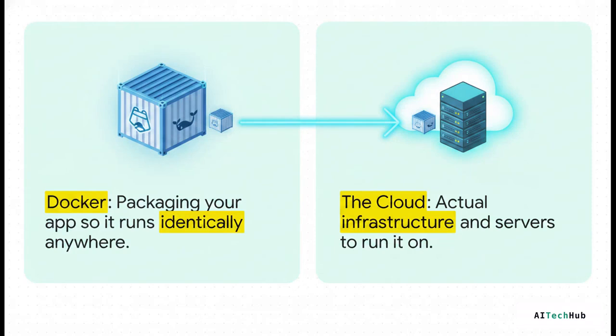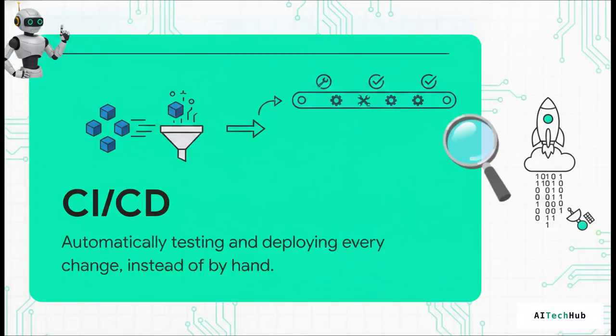Docker versus the cloud. Docker is all about packaging your application so it runs identically anywhere. It totally solves that classic, well, it worked on my machine problem. The cloud, on the other hand, is the actual infrastructure. The servers, the storage, all the heavy lifting that your Docker packaged app is actually going to run on in the real world.